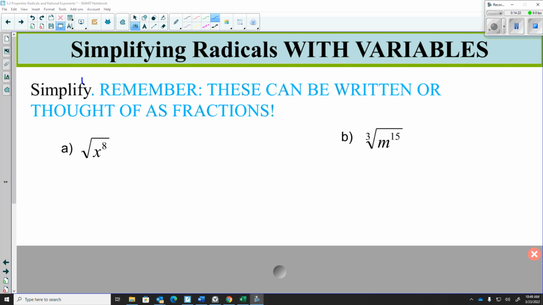So it says to simplify the square root of x to the 8th. There are a couple ways to think about it. There's a technical math way, and then there's a little bit of a shortcut way. I'm going to show you both. I'll show you the technical math way first.